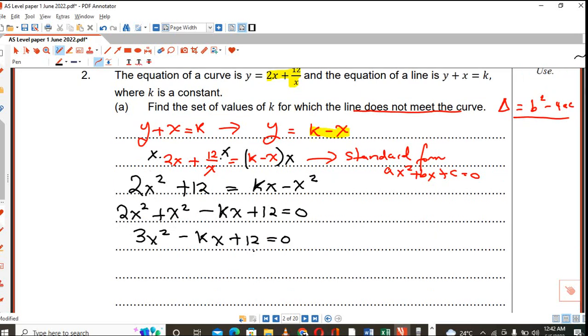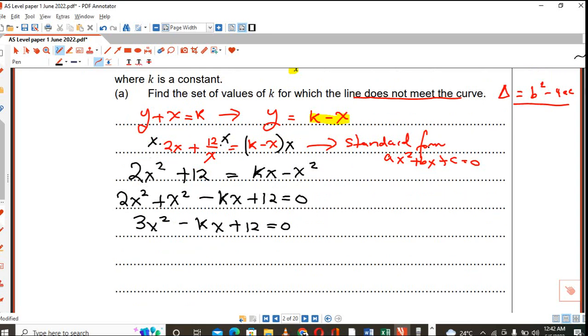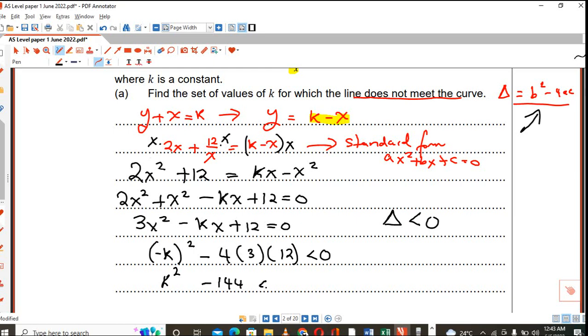So that's where we are, and because the line and curve do not meet, the discriminant will be less than 0. In this particular case, our value of b is minus k, all squared, minus 4 times 3 times 12, and this should be less than 0. So this becomes k squared minus 144 is less than 0.